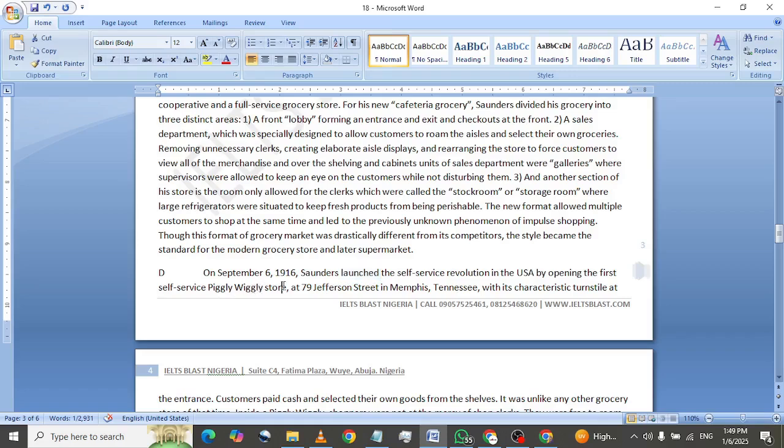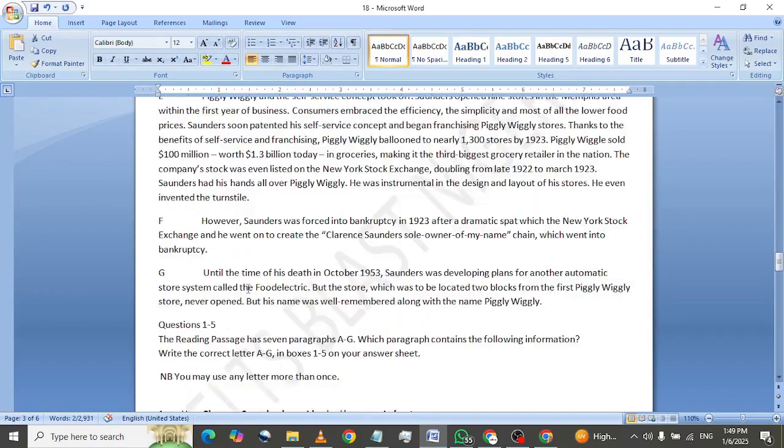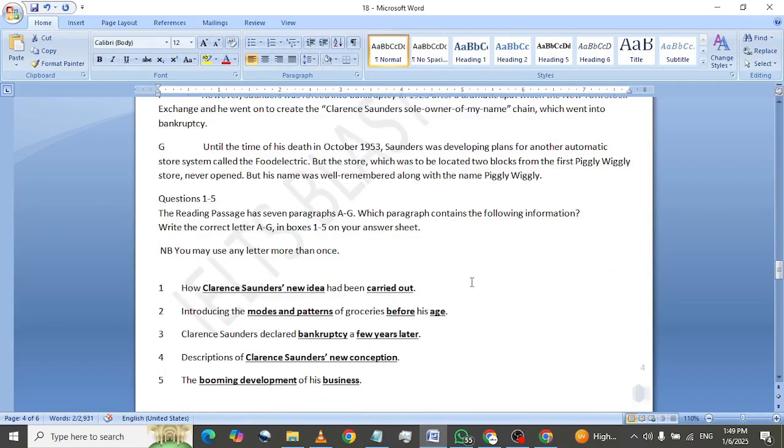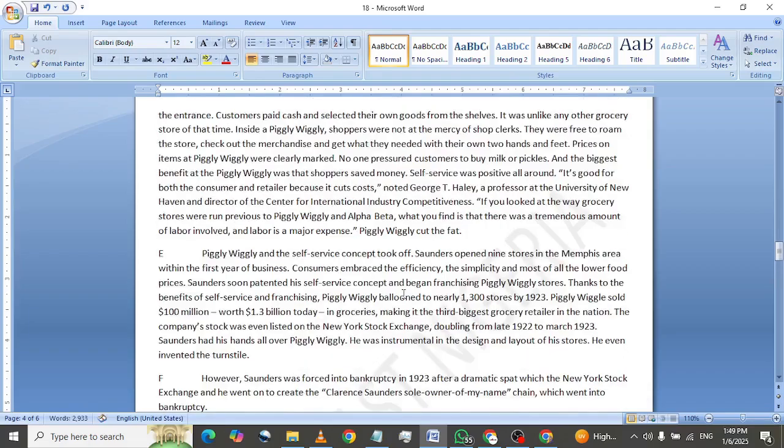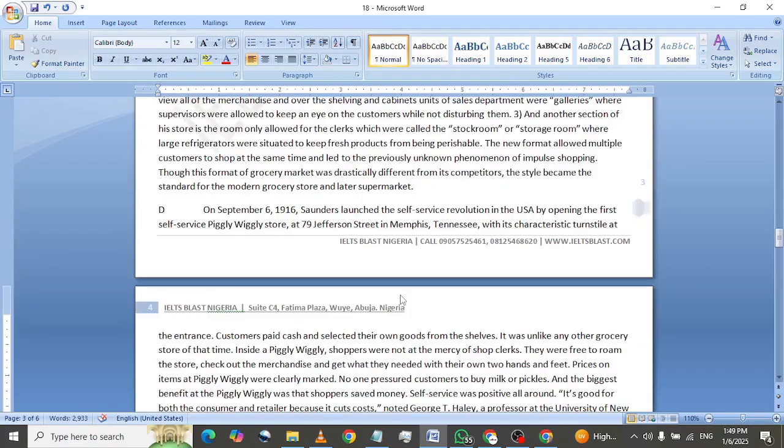Can we see it now? So that means that this particular statement here has the same meaning with this. So the answer here will become D. That is the answer, because they said how Clarence's new idea had been carried out. So let's go through this. Let's go through the D again.